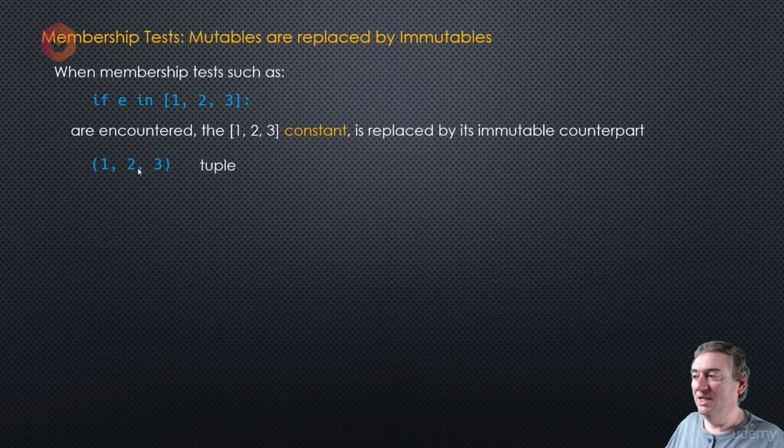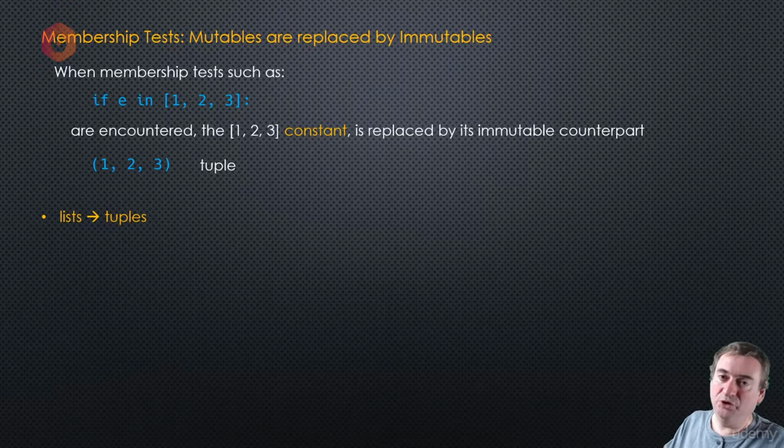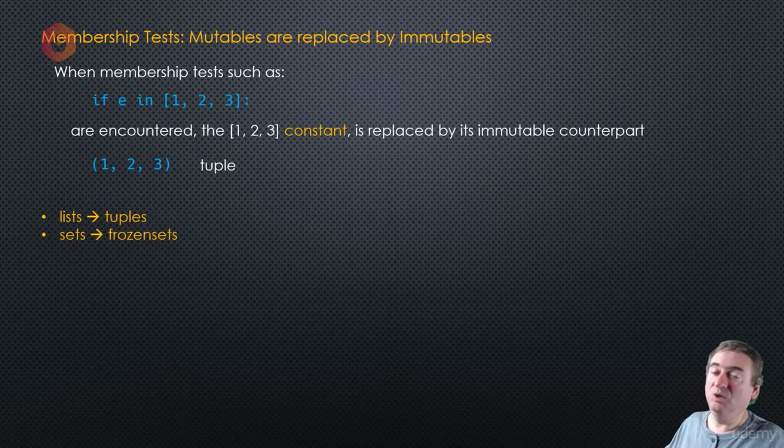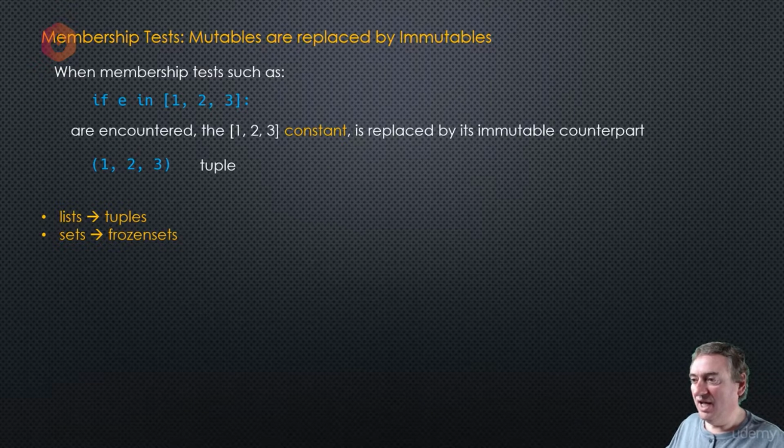So for example, it will transform essentially the list 1, 2, 3 into the tuple 1, 2, 3, which is a little more efficient for membership testing than lists. So lists will get converted to tuples, and sets will get converted to frozen sets, which are the immutable counterpart of sets. And we'll look at sets and frozen sets and lists and tuples in a lot more detail later on in this course. We're also going to look at this replacement in code a little later in this video, and that might make a little more sense as to what's happening.